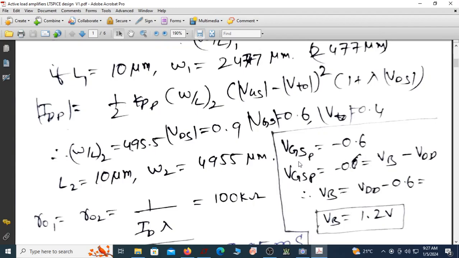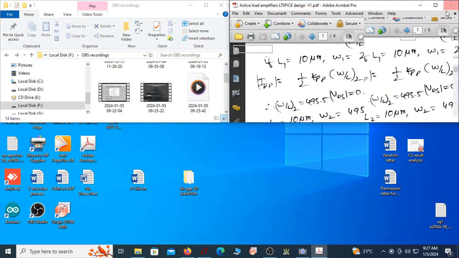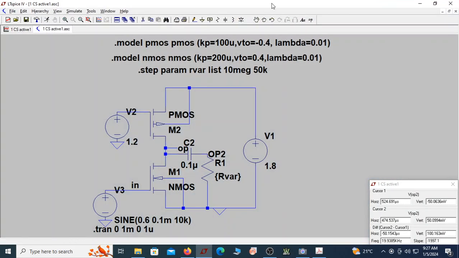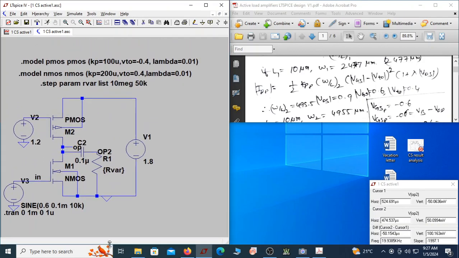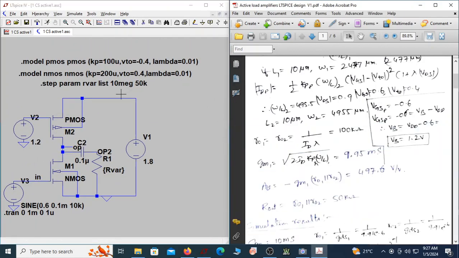If you look at how the gate and source terminals are connected in this circuit, we know that this is the source, this is the drain, this is the gate. The source is connected to 1.8 and the gate should be at 1.2, so that VGS becomes 1.2 minus 1.8, which is minus 0.6. That's how we are getting VGS as minus 0.6, and this is how we got this as 1.2.